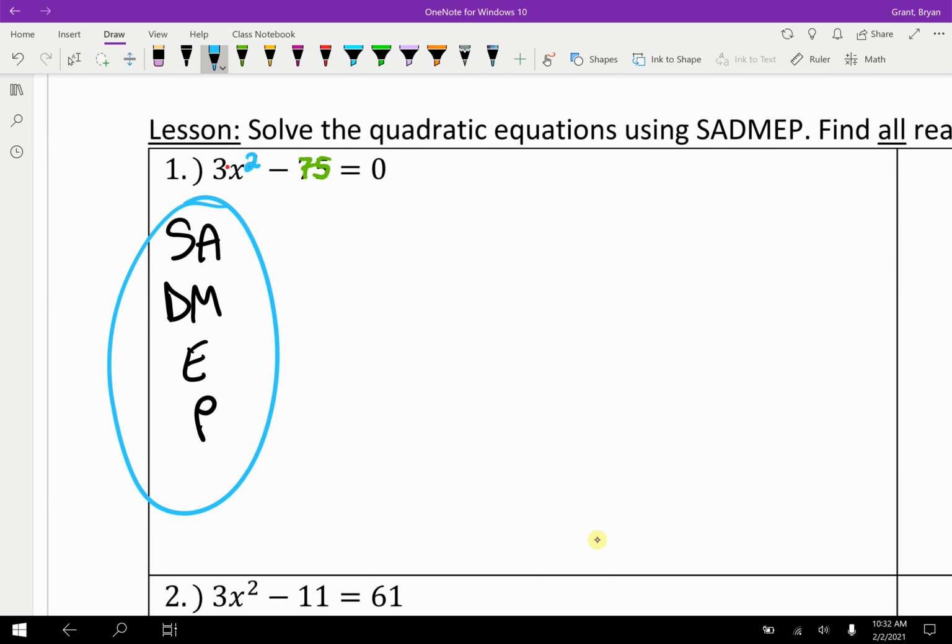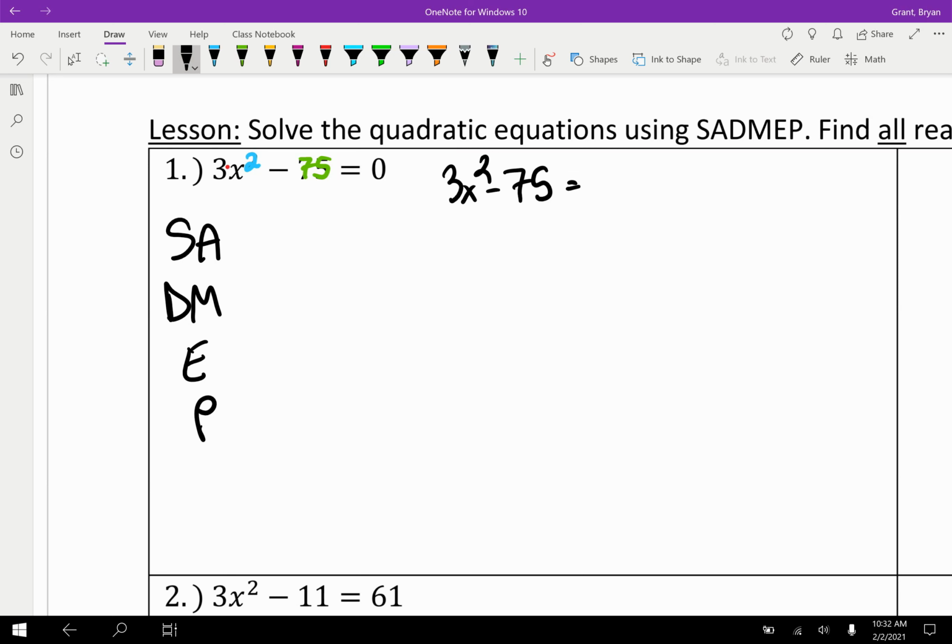Well, we look at our order over here, and it says undo whichever number is adding or subtracting, and that is the 75. So I'm going to rewrite this so I have a little bit more space over here. 3x squared minus 75 equals 0. And I'm going to add, or undo subtracting, 75 to each side. 0 out, so we end up with 3x squared. 0 and 75 is 75.